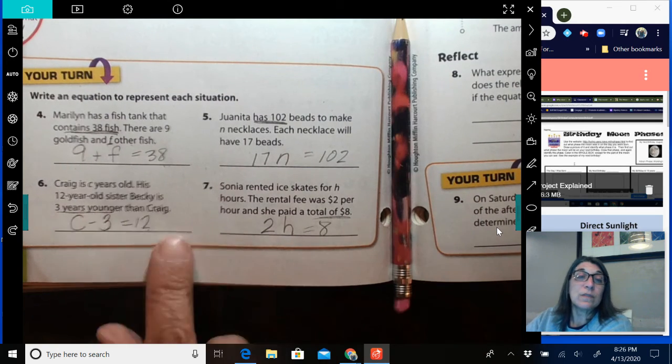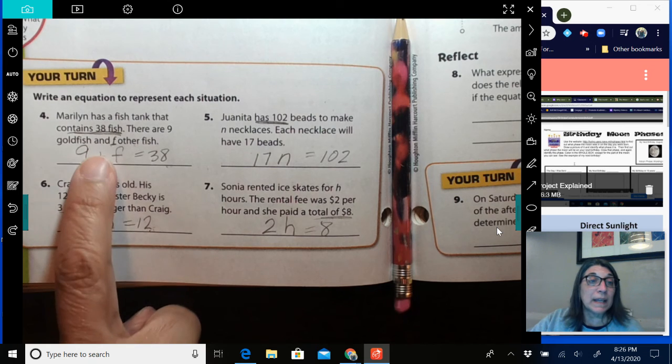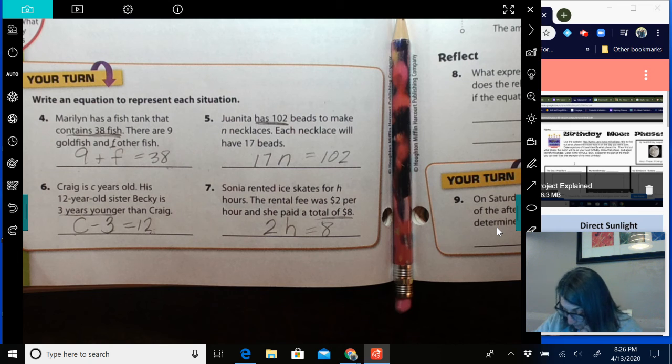Okay, so these can be tricky, but just take your time and think about, what do you know? What's the unknown? And we had to really think about this one. It ended up being addition. This one was subtraction. These 2 were multiplication. We didn't have a division one this time, but we will. So hopefully you did well.